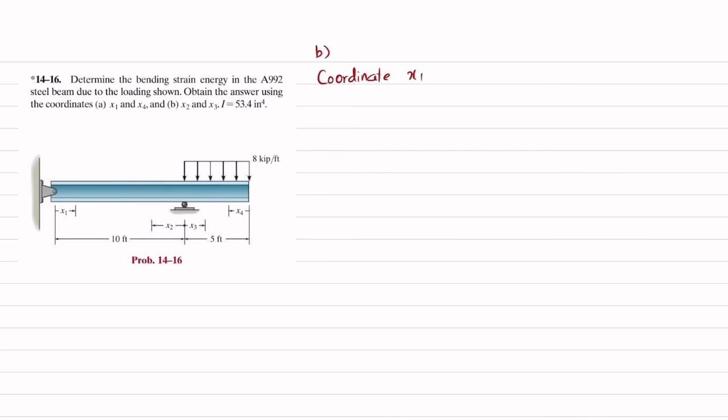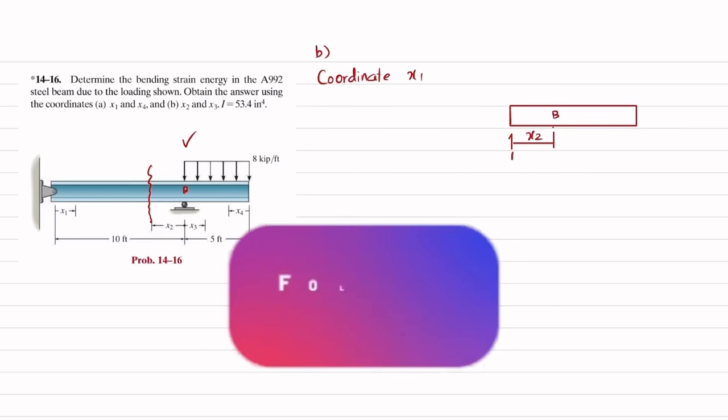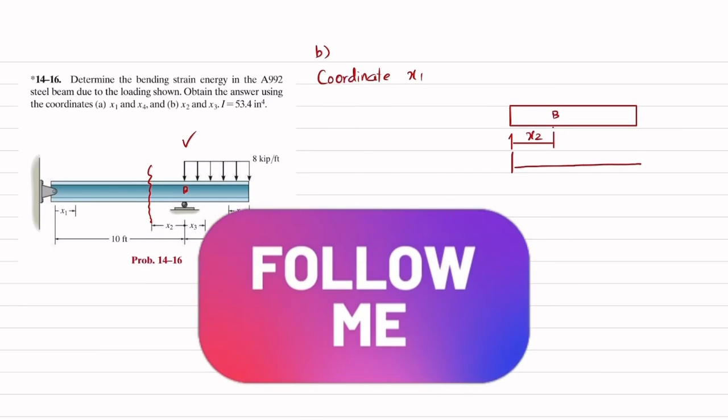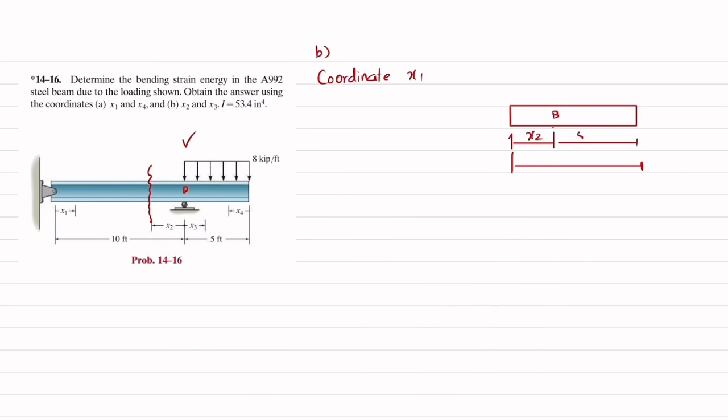So x2 is here, so you can see you will cut the beam and take the right side portion. So let me draw the free body diagram of this. This is point B. This was your point B, and from point B till this was coordinate x2. Here, this is x2, and the remaining portion was given as 5 feet, that is equal to 60 inch.